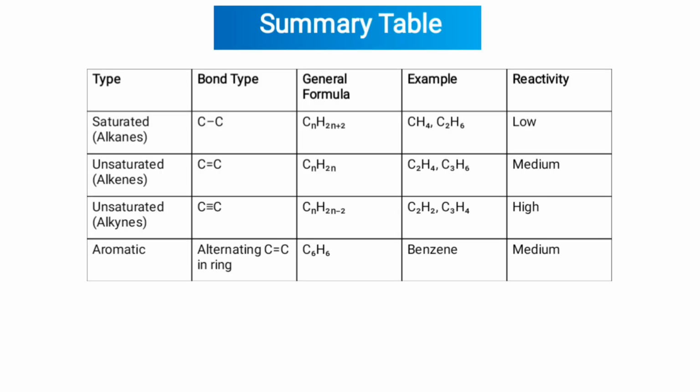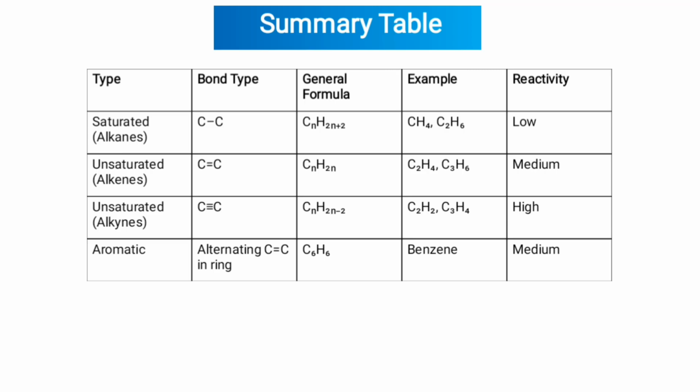Summary table: type, bond type, general formula, example, reactivity. Type: saturated compounds, meaning alkanes. In alkanes, carbon-carbon single bond is present. So general formula is CnH2n+2. Example: CH4, C2H6. Reactivity low. Second one, unsaturated compounds, meaning alkenes, have carbon-carbon double bonds. General formula is CnH2n. Example: C2H4, C3H6.